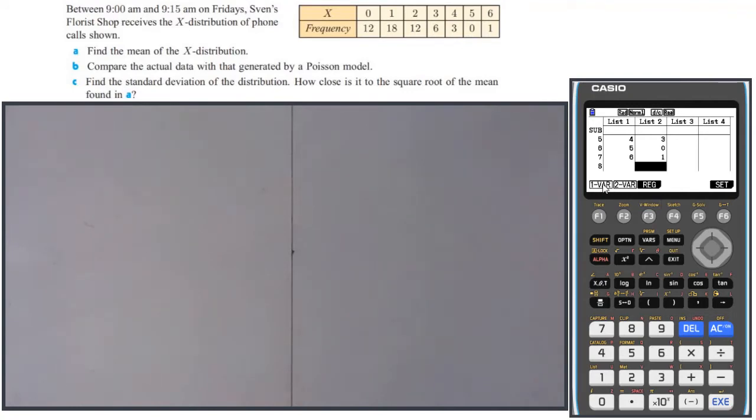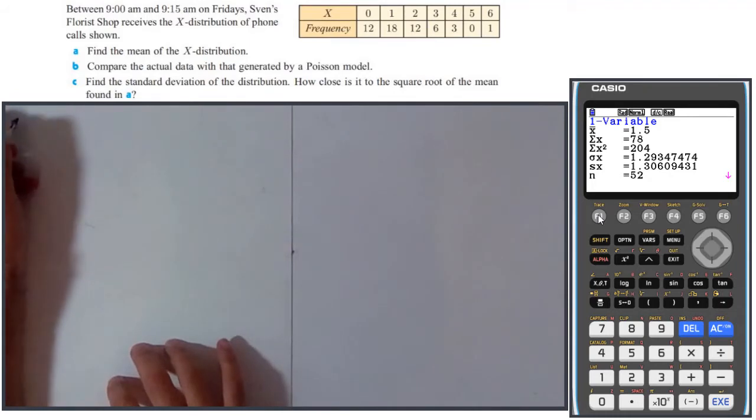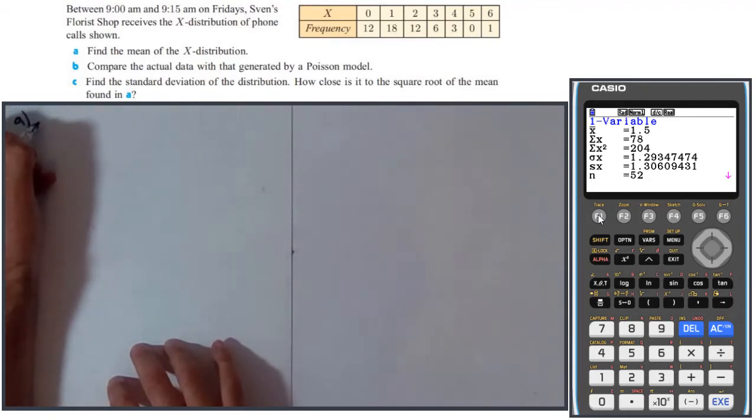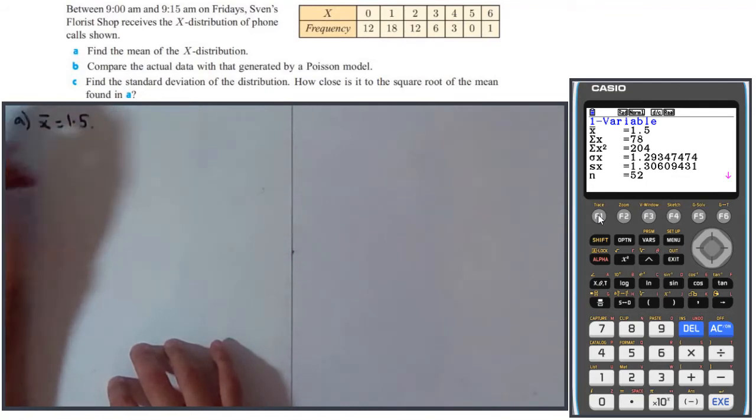So execute, then we go 1 var, there's only one variable, which is the number of phone calls. 1 var, and then we get this X bar, which is 1.5. So for part A, the mean X bar equals 1.5.